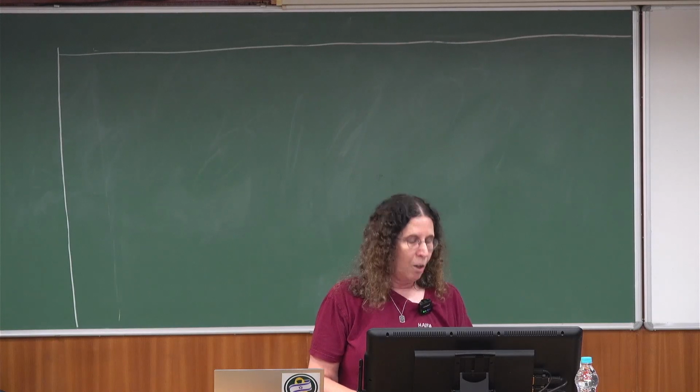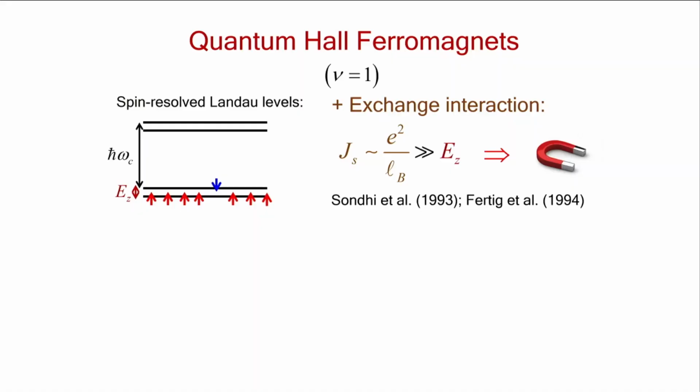unfortunately, or actually maybe fortunately, we do have Coulomb interactions. And the Coulomb interaction is a huge energy scale. It's very large. In fact, it is comparable to the cyclotron energy. It's much larger in many systems compared to the Zeeman energy. And what is the consequence of a Coulomb interaction?